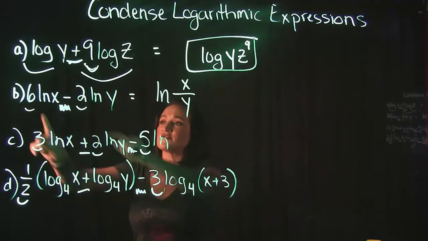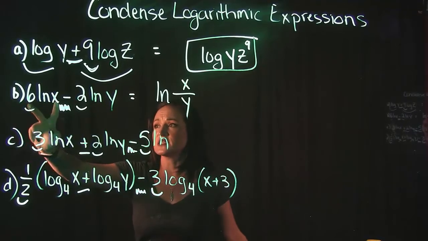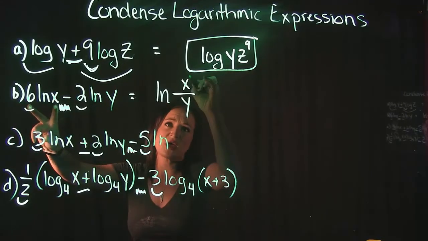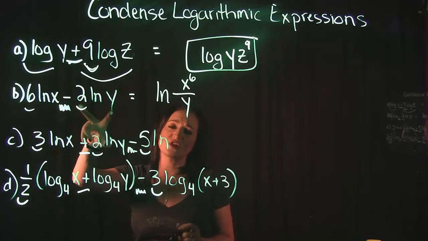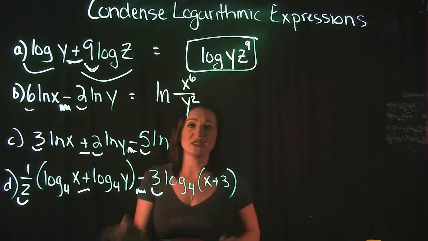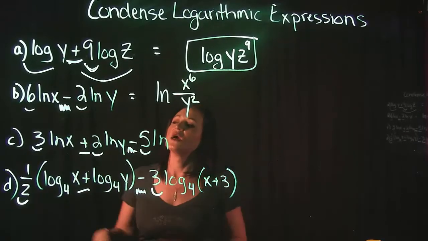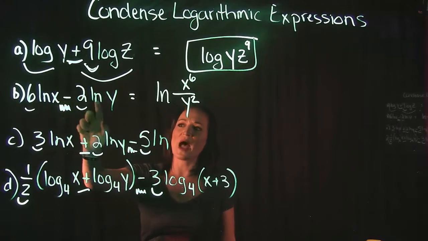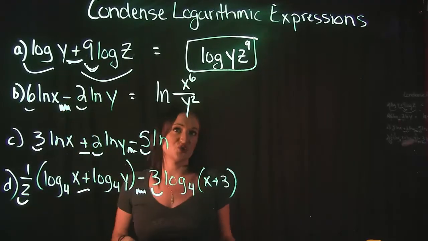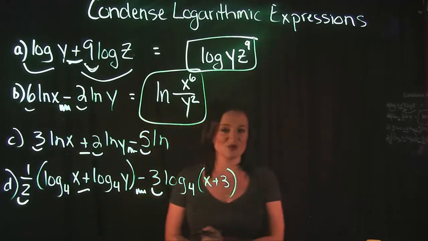Otherwise, I see that I have two coefficients here. 6 is the coefficient of x, so that means 6 is the exponent of x. 2 is the coefficient of y, so 2 is the exponent of y. So here I have ln of x raised to the 6 divided by ln of y raised to the 2 would be my solution for that one.